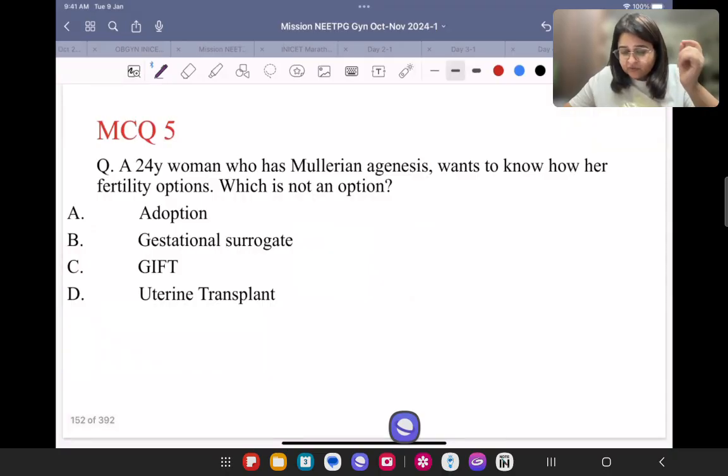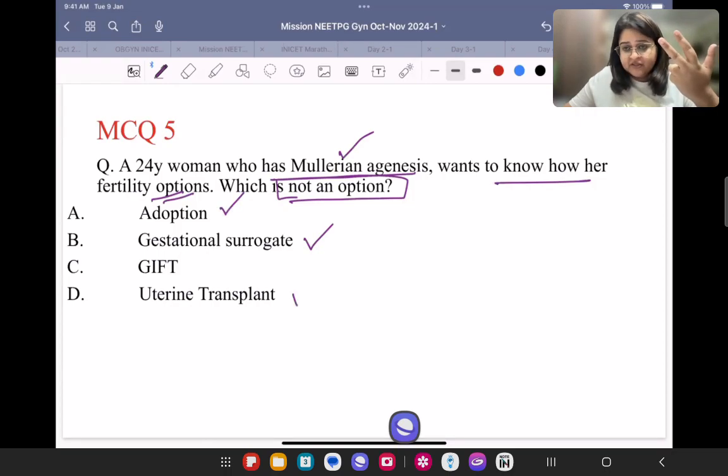A 24-year-old woman who has Mullerian agenesis wants to know her fertility options, which is not an option. So she has Mullerian agenesis. You can advise her adoption. You can advise her surrogacy. You can advise her transplant.